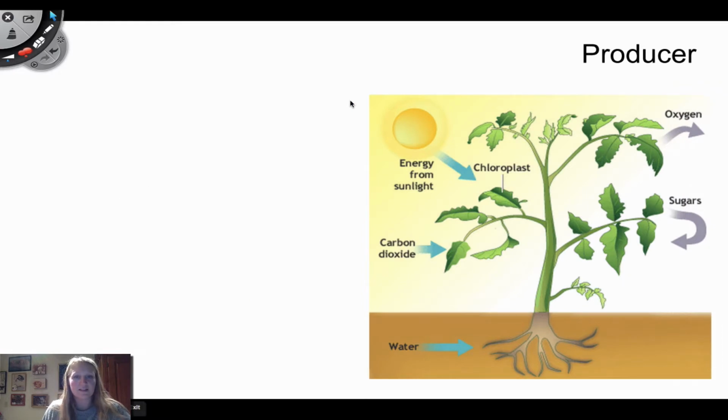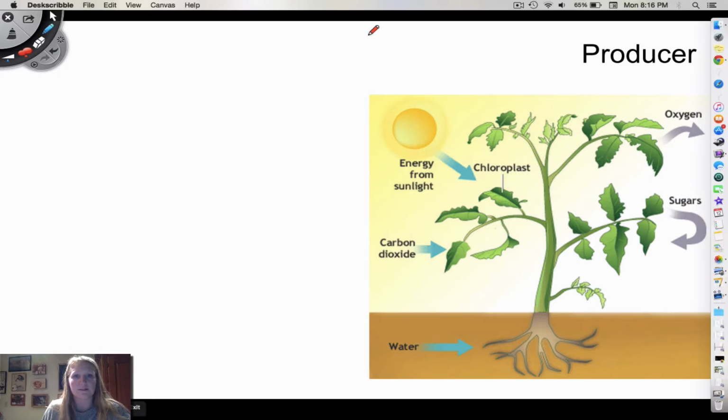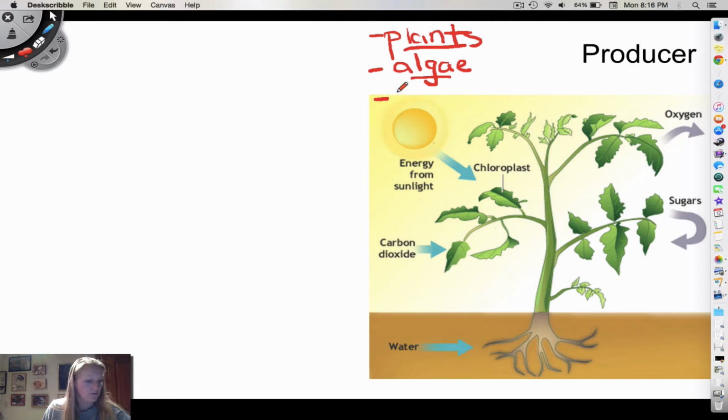So specifically, let's look at a producer and let's list a couple of examples. The obvious one would be plants, which are a huge example of a producer. Another one would be algae. I don't know if you have a fish tank, but algae grows like crazy in my fish tank, especially if it's exposed to a lot of sun. So that gives a hint of what helps these things grow.